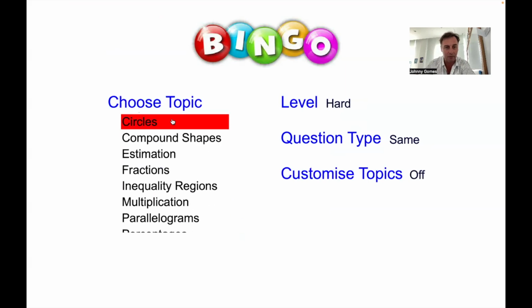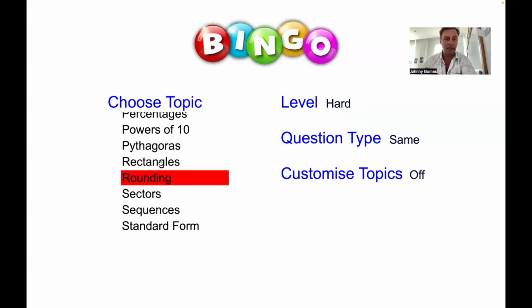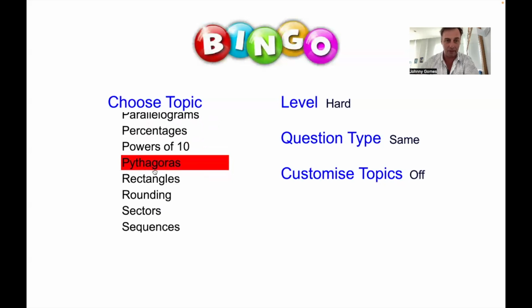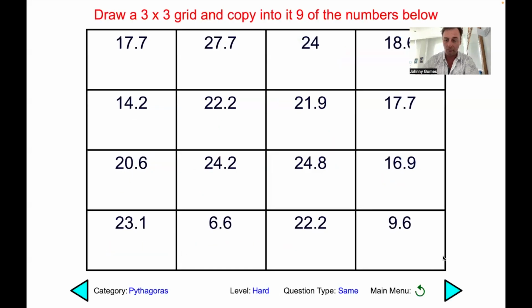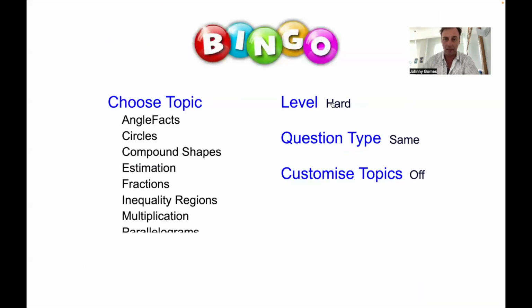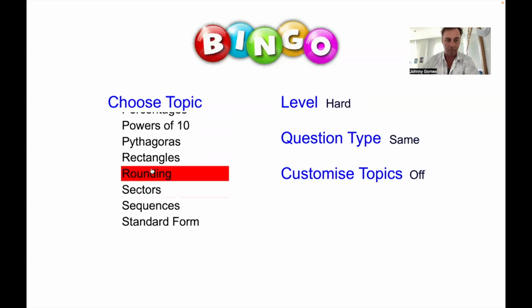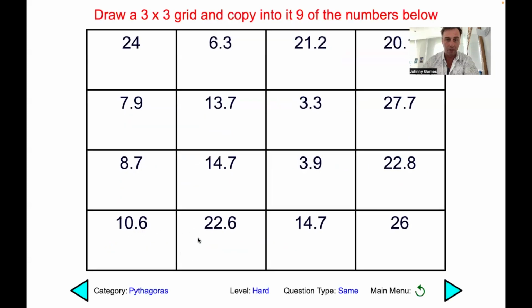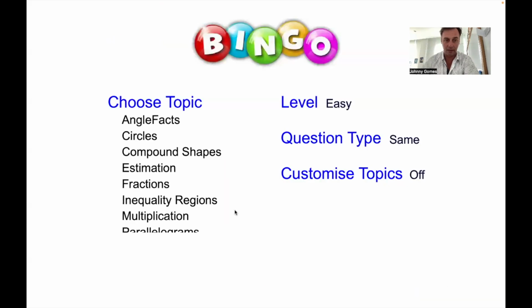We'll do the same again. We'll have a look at what these different games are for Pythagoras, and then it gives you an idea of what you get with the other topics. So we'll go to game 2. And now we're calculating the shorter side. Let's go to game 3. And again, it's the shorter side. It's just the other shorter side.